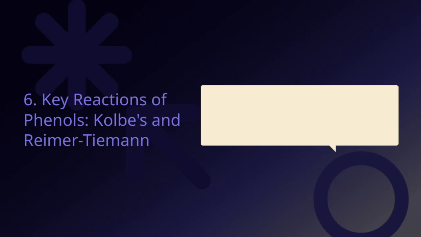Now, let's move on to the key reactions of phenols, specifically Kolbe's and Reimer-Tiemann reactions. These are important because they help us understand how phenols can be transformed into various derivatives. Starting with Kolbe's reaction, this involves the decarboxylation of carboxylic acids in the presence of phenols, leading to the formation of hydrocarbons. It's a useful method to synthesize hydrocarbons from aromatic acids.